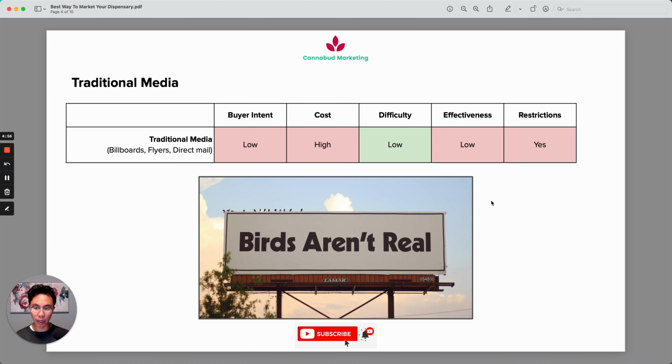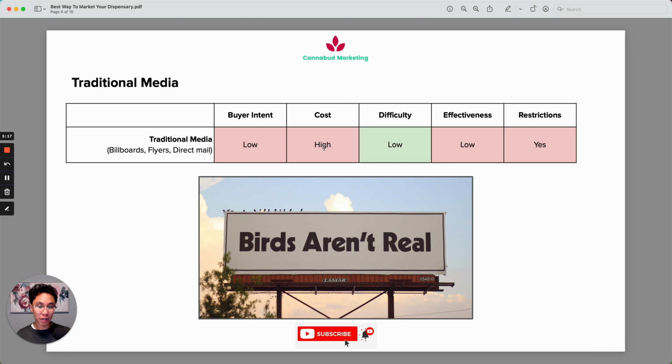Second, traditional media. So that follows billboards, flyers, direct mail, any of the things where it's just like physical location. This is traditional media, right? So buyer intent, very low. When's the last time you looked at a billboard? And then even if you looked at a billboard, when's the last time you looked at a billboard and purchased the thing that was on the billboard? Pretty low. Same thing with flyers and same thing with direct mail.